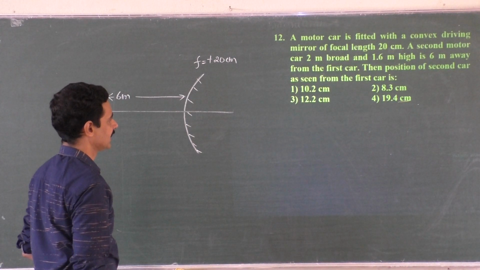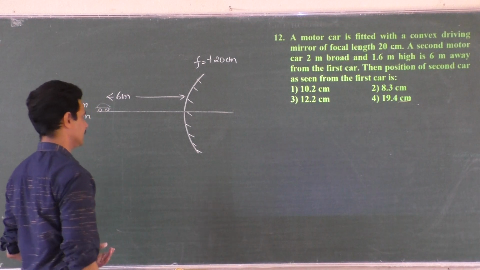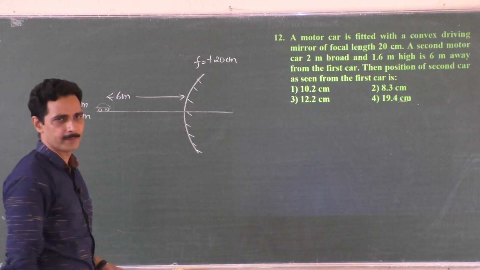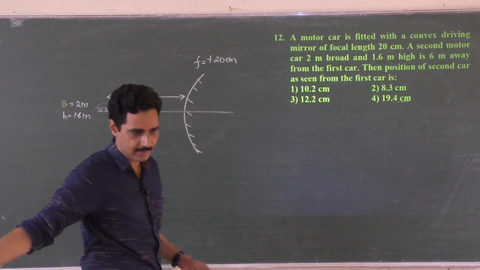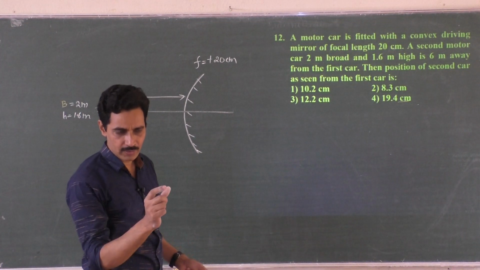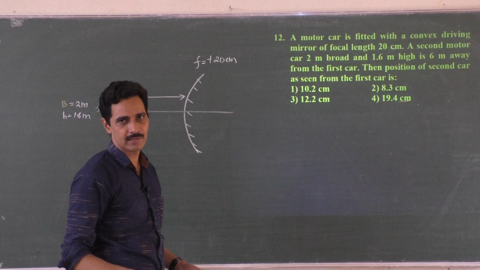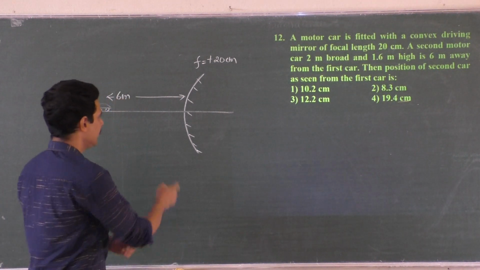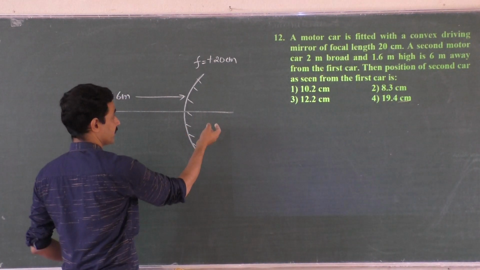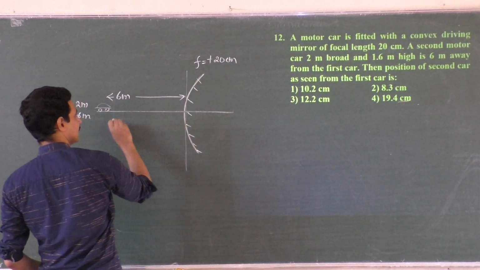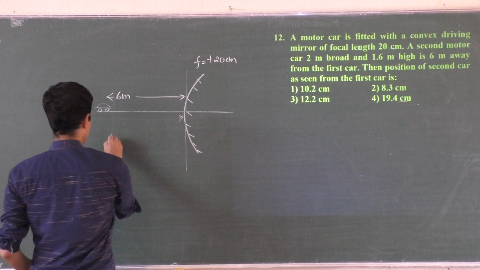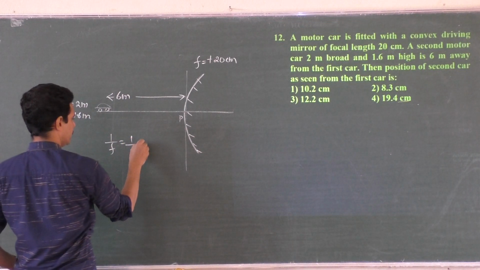Then the position of the second car as seen from the first car is, yes, it is a direct problem, isn't it? So I just see at a moment that there is this car 6 meter back. Where do you see the image of the car inside the mirror? Image distance, that's all. Image distance should be positive. You should get it as positive. Focal length positive, object distance negative. So you have to divide the coordinate system like this from the pole. Right, 1 by f is equal to 1 by u plus 1 by v.